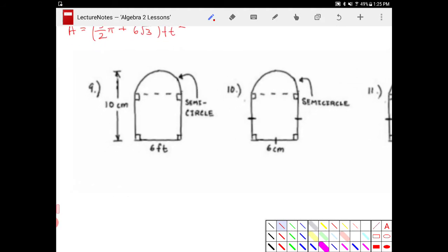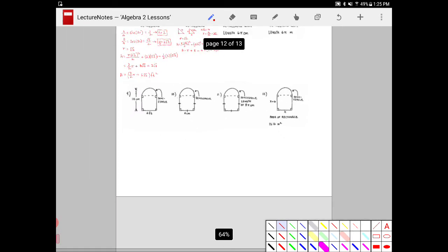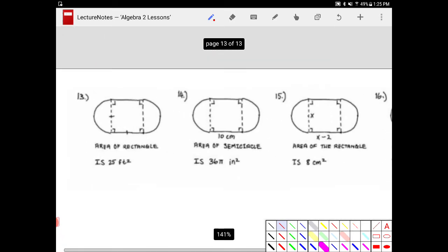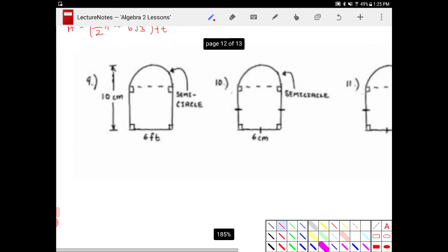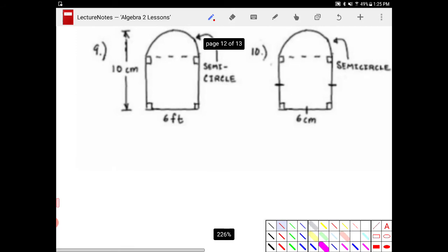Okay, so let's take a look at number 9, and then we'll do maybe 2 of these types of problems, and then maybe 2 of these types of problems, okay? Just to give you a variety of different examples, okay?